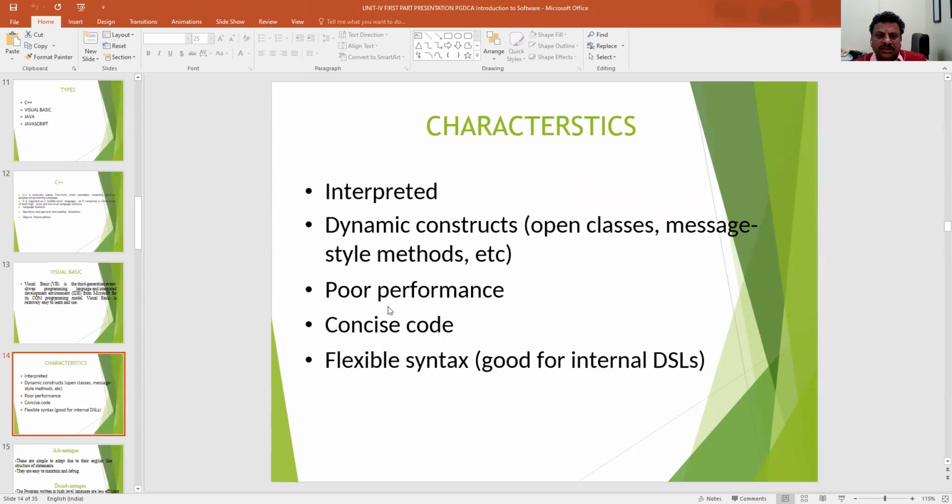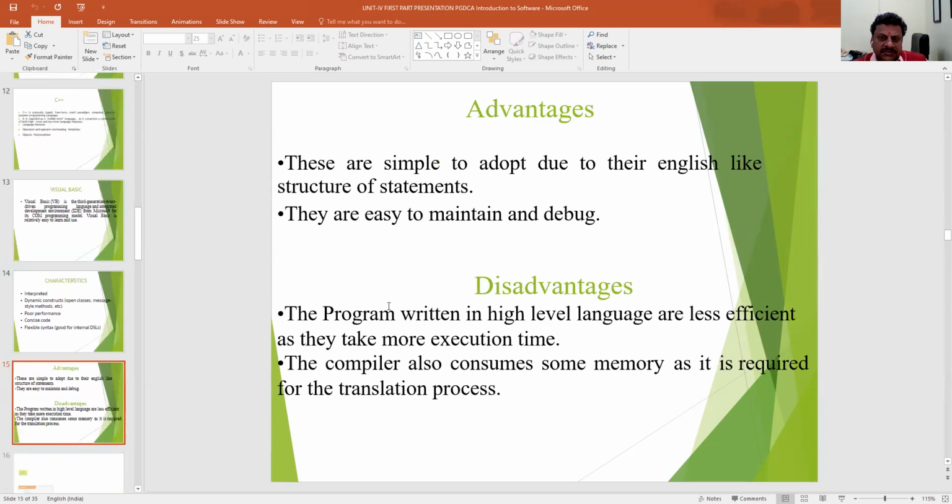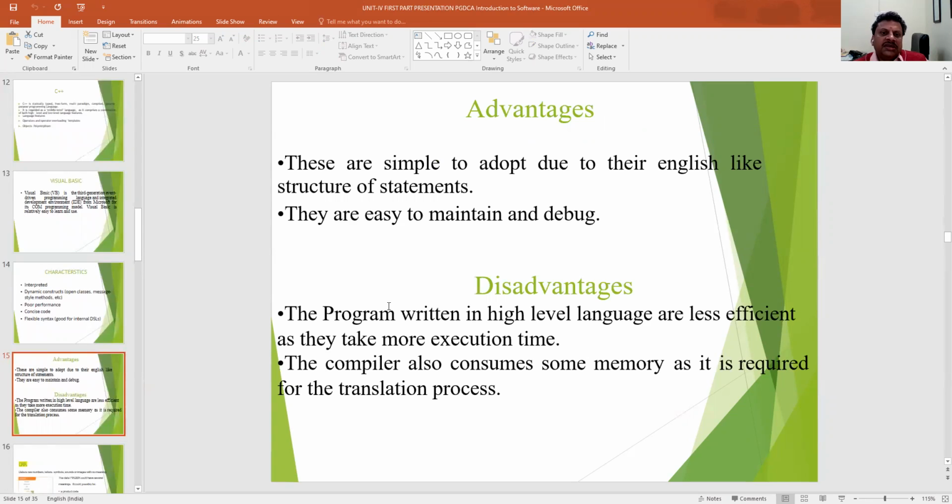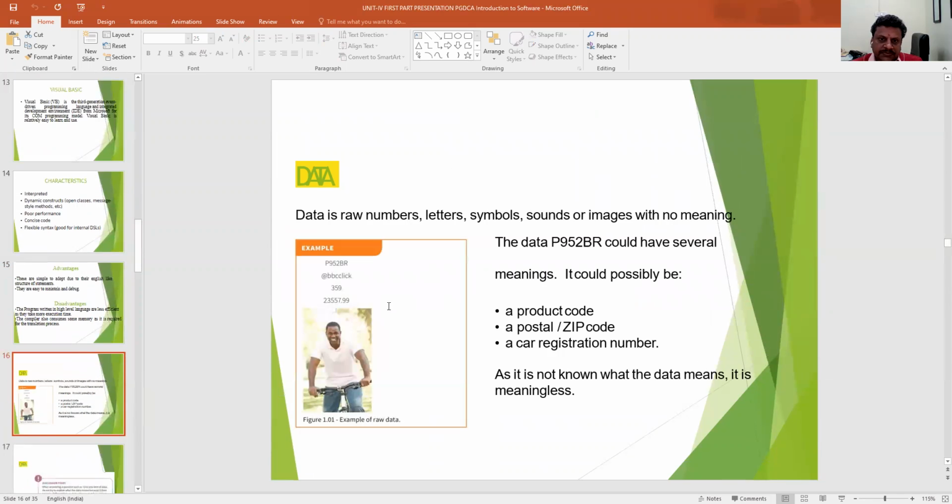Some of the characteristics of Visual Basic include: they can be interpreted, dynamic constructs, poor performance, concise code, flexible syntax. Among advantages, these are simple to adapt due to their English-like structure of the statements. They are easy to maintain and debug. However, they have certain disadvantages. The programs written in high-level languages are less efficient as they take more execution time. Similarly, in high-level languages, the compiler also consumes some memory as it is required for the translation process, which means the memory of the compiler is occupied by high-level languages.